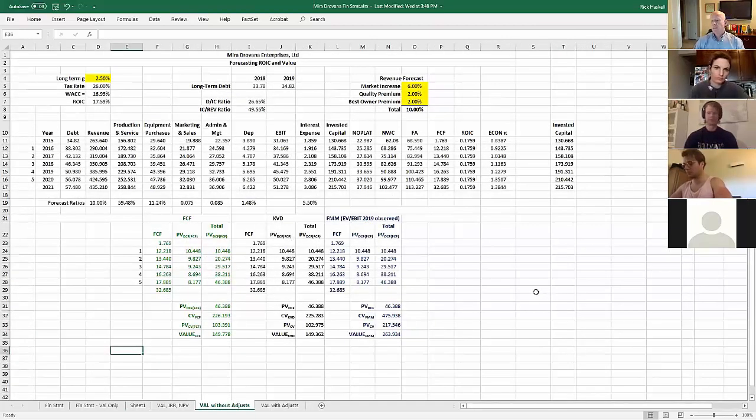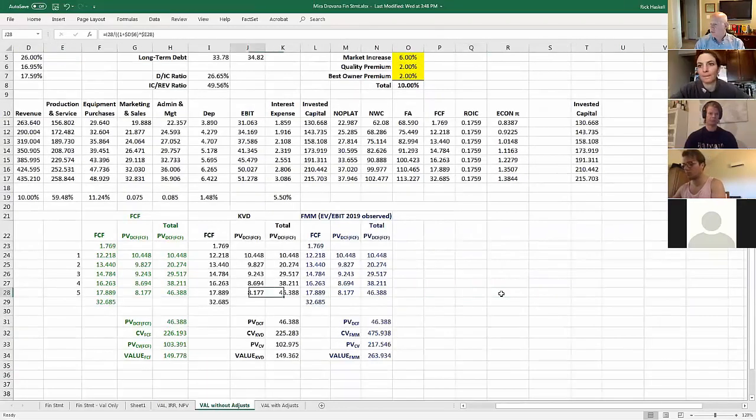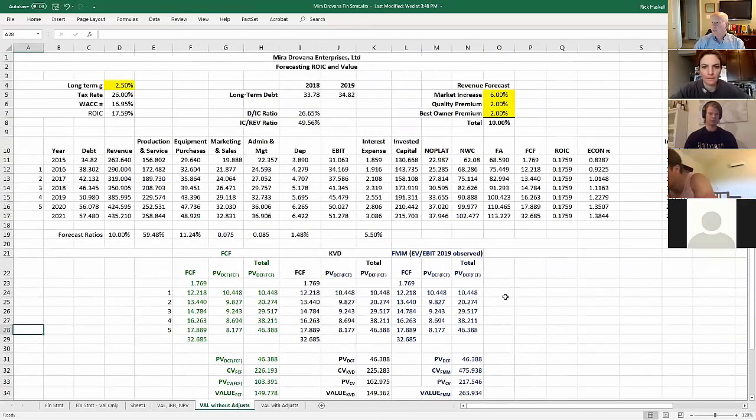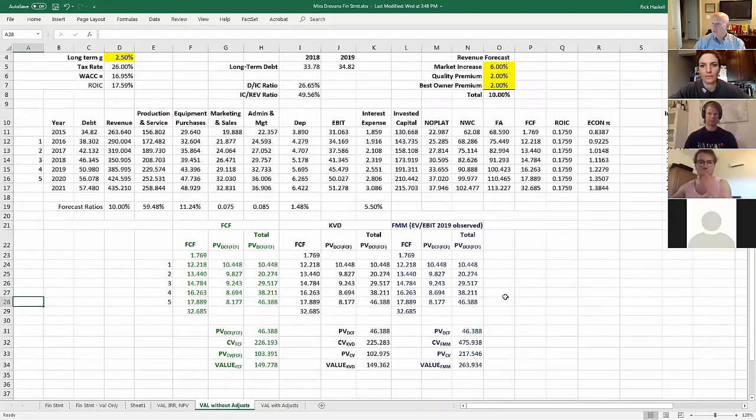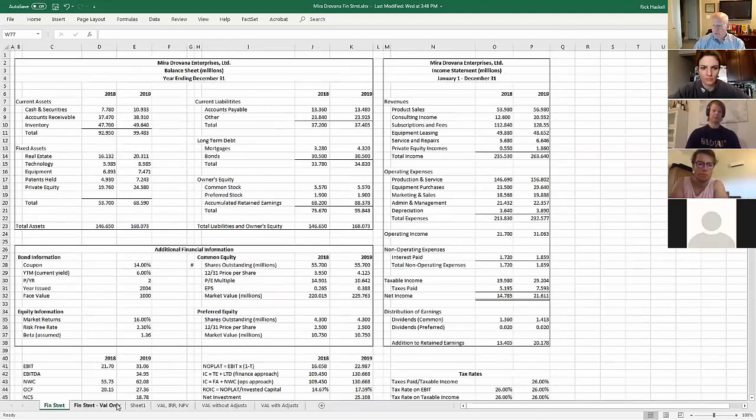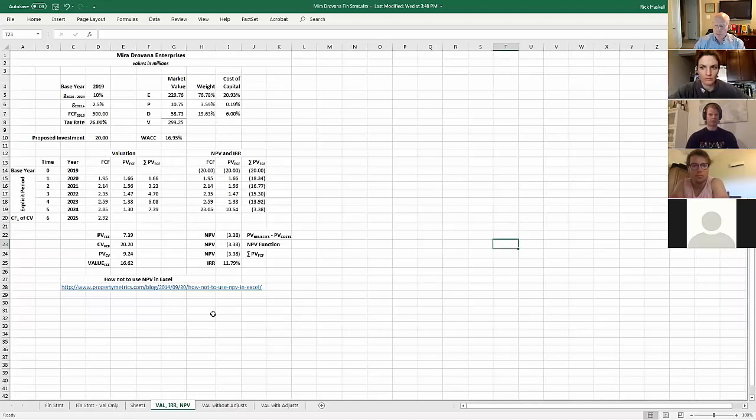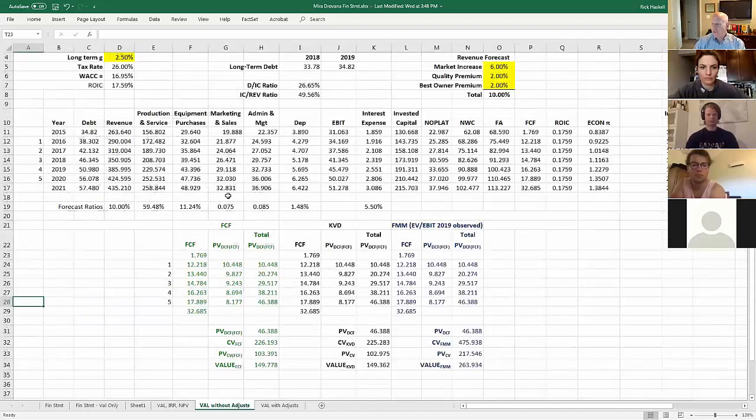So here I have a company, and you should be able to see this on your screens. Here I have a company by the name of Mira Dravana Enterprises. This is not a company you've worked with before or seen any information on, but you'll recognize the structure. You know exactly what's going on here. It starts with these financial statements, and moves into looking at the multi-columnar form, then into the forecasts and then doing the valuations.